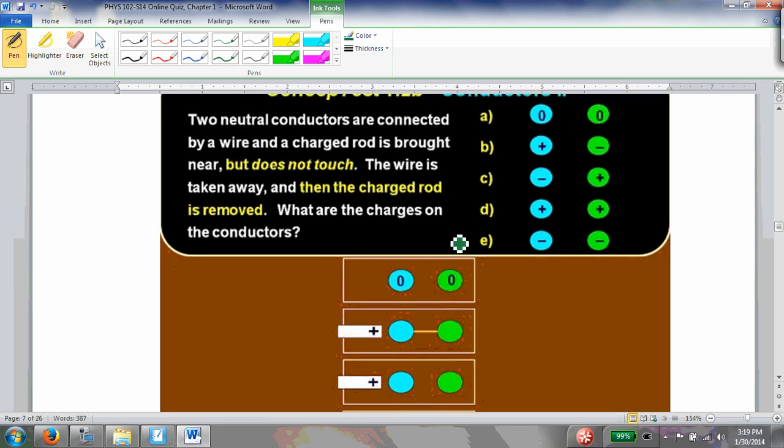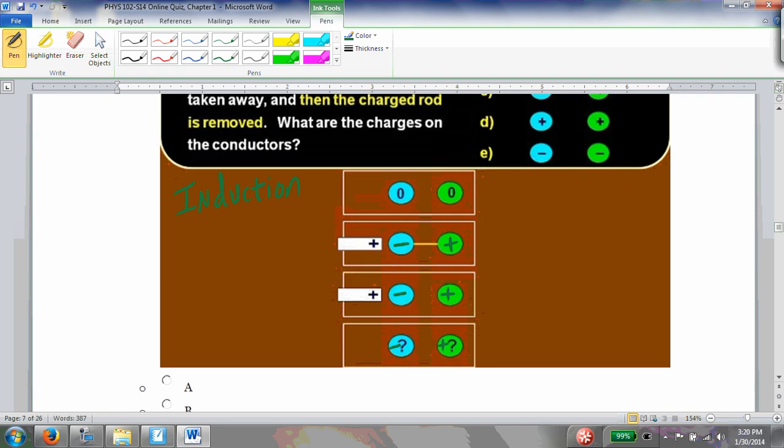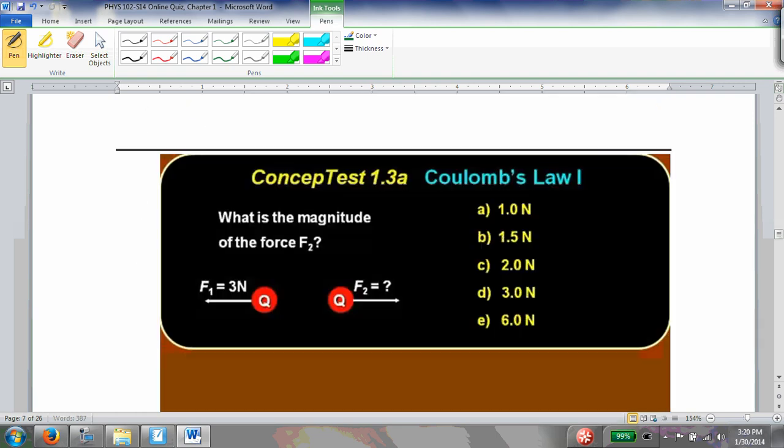Two neutral conductors are connected. The wire is taken away and the charged rod is removed. Okay, so here, remember this is charged by induction, by the way. Not conduction, but induction because it didn't require any touch. When I bring this positively charged bar here, I get a negative charge here and a positive charge here. And then when I take away the wire, I keep negative and positive. And even when I take away that charged bar, I still keep negative and positive. So that would be C as the answer.